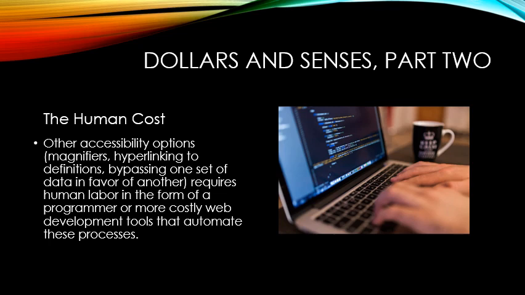Dollars and cents, Part 2. The human cost. Other accessibility options, magnifiers, hyperlinking to definitions, bypassing one set of data in favor of another, require human labor in the form of a programmer or more costly web development tools that automate these processes.